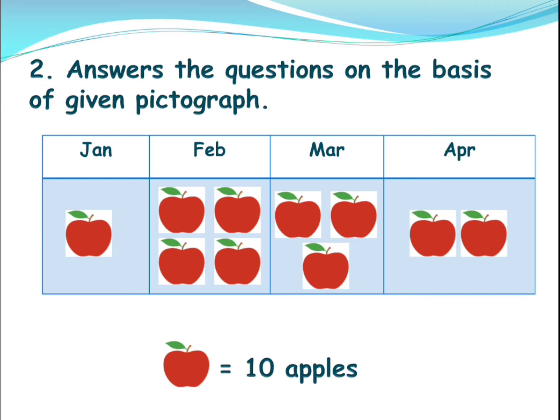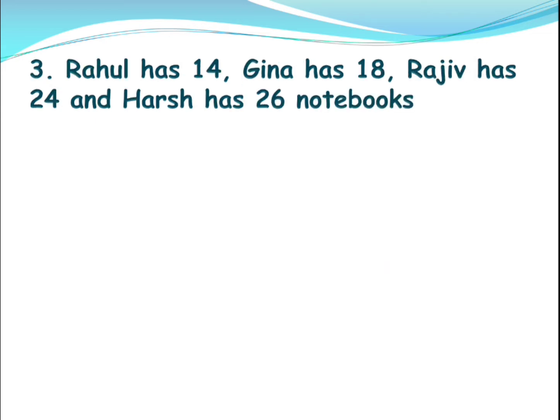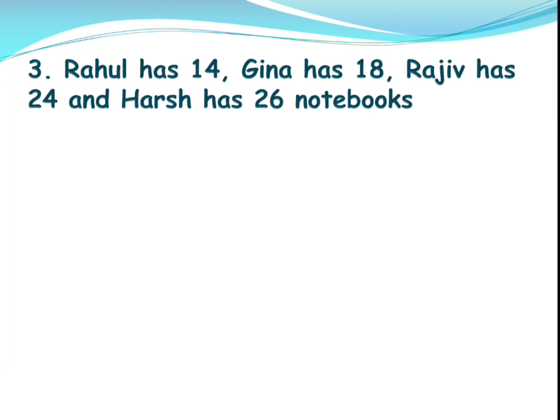Okay, children, now in the next sum we have to draw the pictograph for the given information. The information is Rahul has 14, Gina has 18, Rajiv has 24, and Harsh has 26 notebooks. So here they have given the information of notebooks. Like in the previous topic we have done, not the same information they have given, but here we have to draw the pictograph. There we have made the table using the tally marks, isn't it, children? Here you have to draw the pictograph.